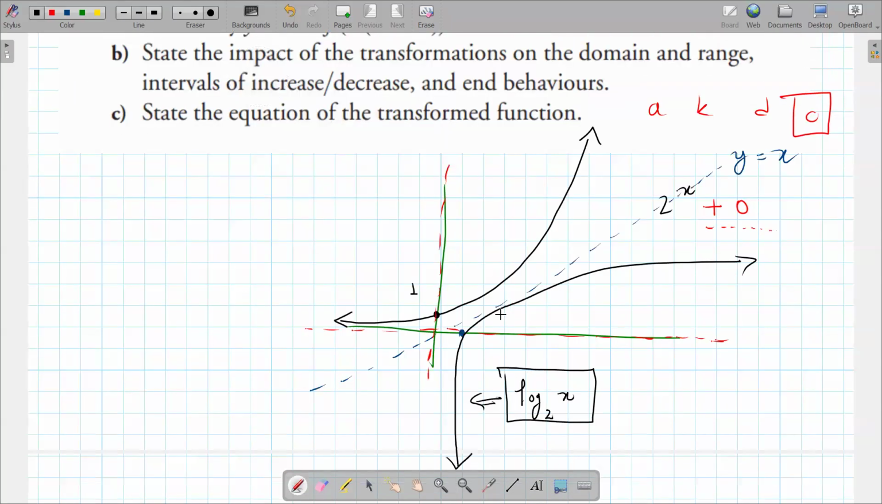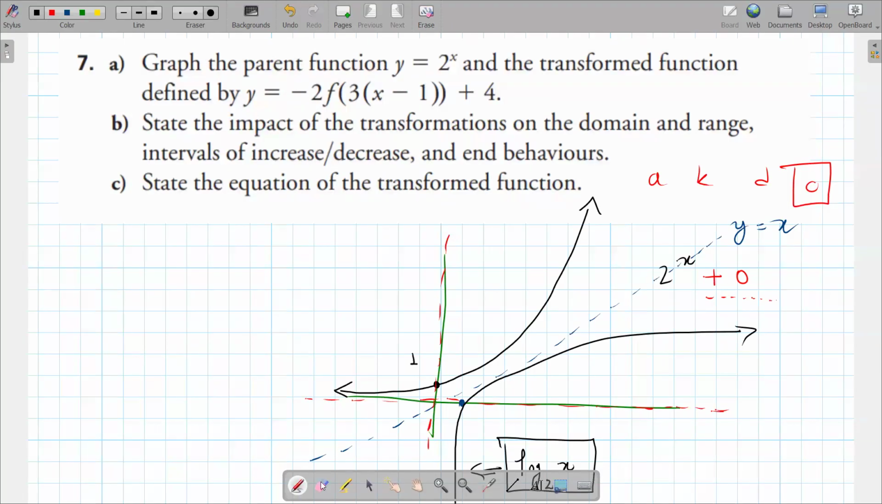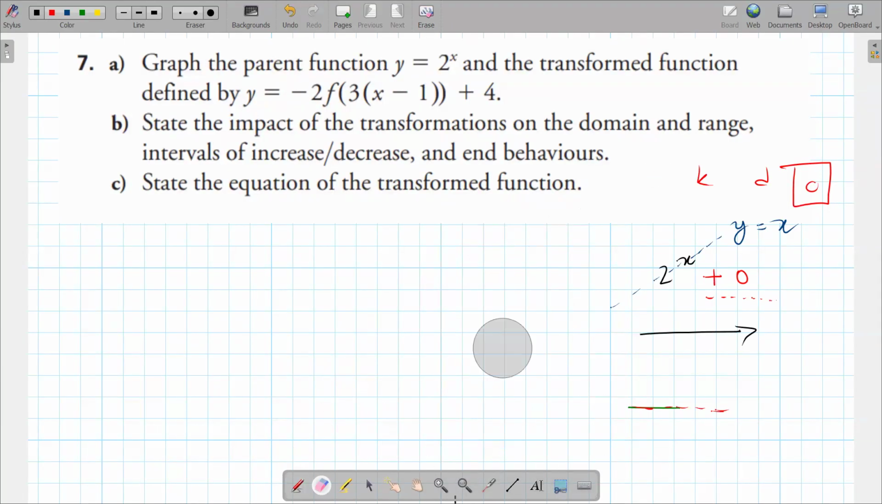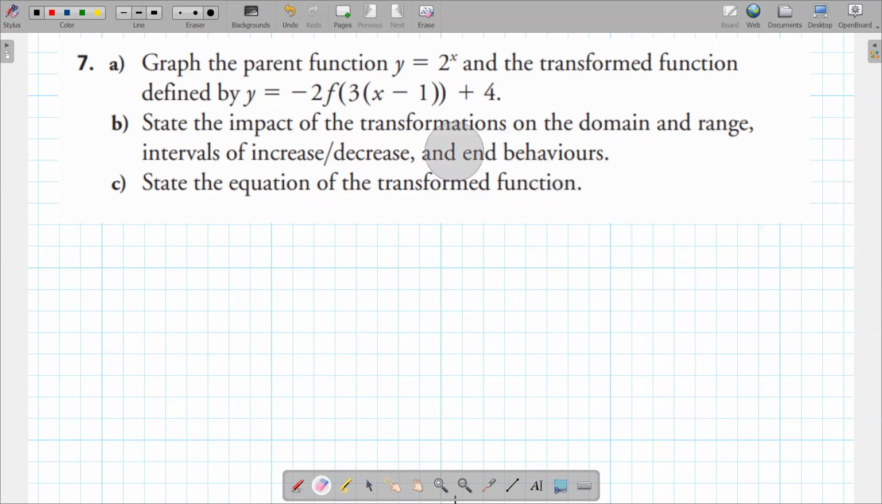So anyways, let's go back to this question. We have an exponential function and then we have some transformations, all right? Step number 1, list your AKDC values. What's AKDC here? A is -2, K is 3, D is 1, C is 4. What does a minus 2 do to the function? It's a reflection on the x-axis. Anything else? The vertical stretch. Okay, what does 3 do? It's a compression.